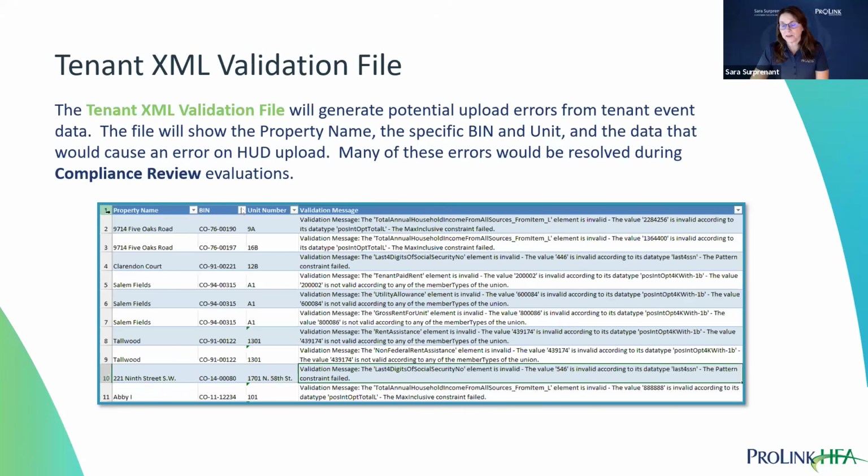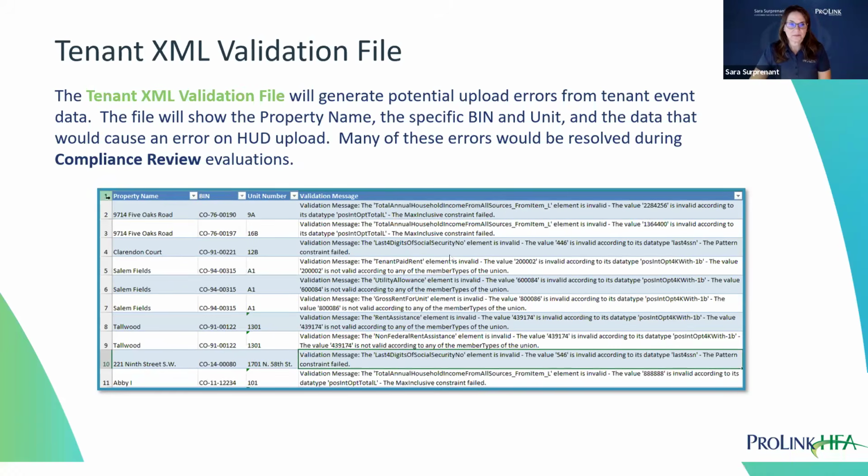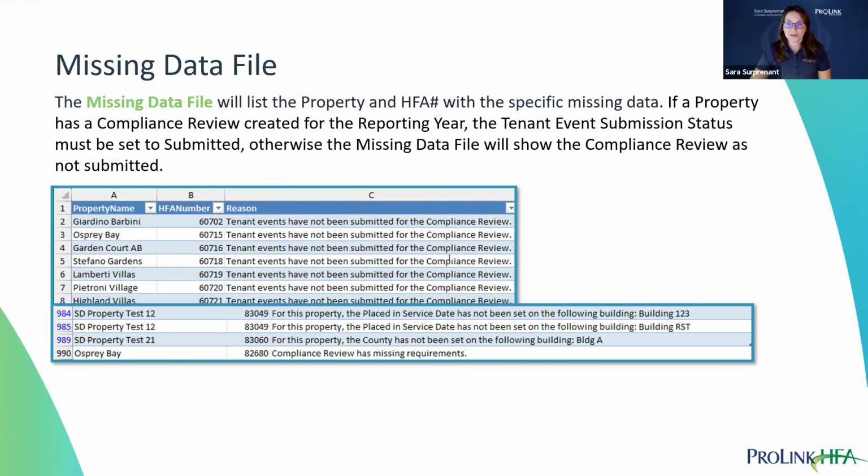A lot of them do. The errors that you would see on this file do get resolved during your compliance review evaluations. And as you know, once your owner agents import their XML and submit it, that tenant event submission status is going to be updated. So a lot of these you shouldn't see, due to all the validation that we're doing before we get to this point. The missing data file will list the property HFA number and all that information, right? If a property has a compliance review created for that reporting year, that's where you're going to see it.